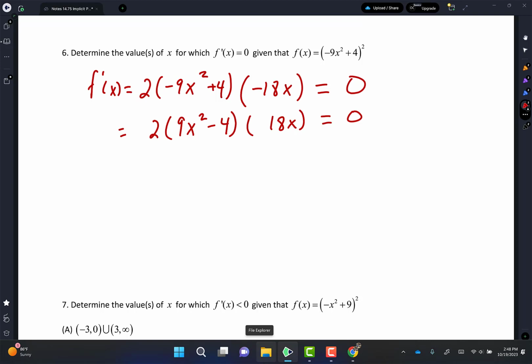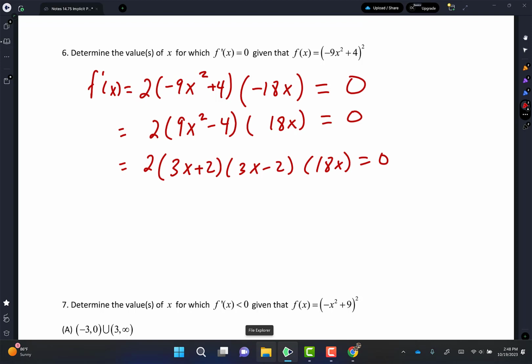All right, so here we go. You don't have to do this. You can just factor it out immediately, but I'm going to go ahead and factor this out. This is the difference of squares. What's the difference of squares here? 3x plus 2 times 3x minus 2, times 18x. All right, now it's simple to get your zeros.